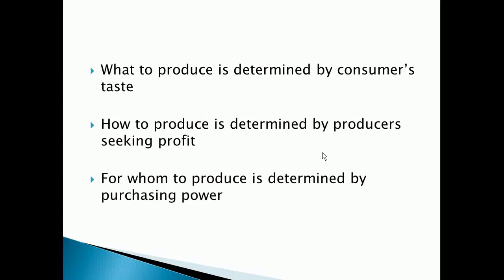How to produce? The producers determine what method of production they employ that is going to favor them and that is going to increase their profit. And for whom to produce? This is determined by the purchasing power of individuals. Of course, you buy what you can afford and they sell to you what you can pay for. So the purchasing power of individuals determines for whom to produce in the market economy.